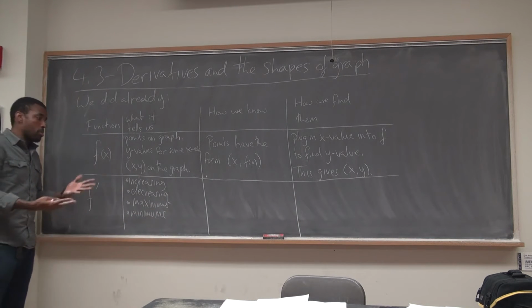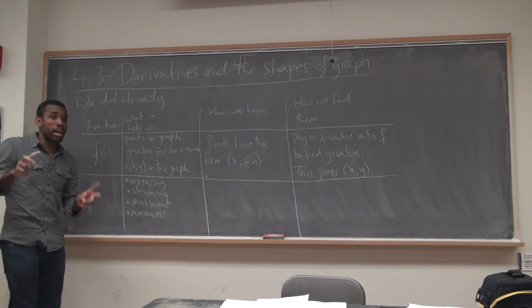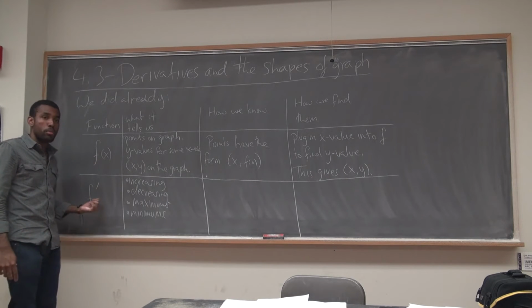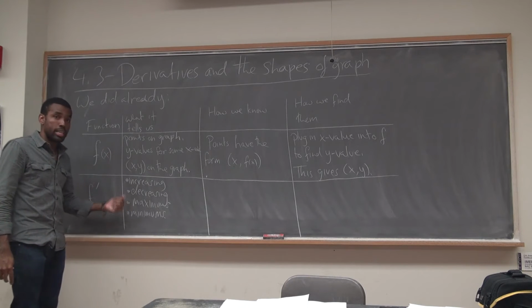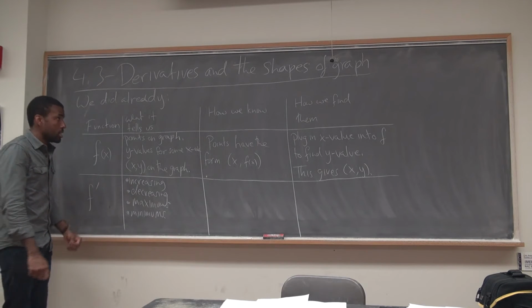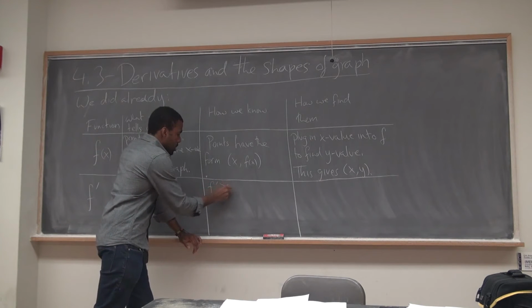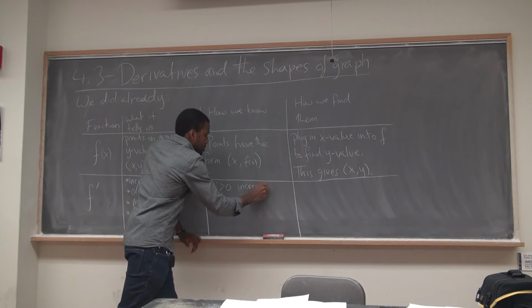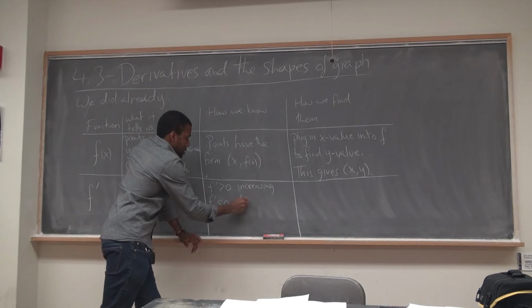So if a problem asks you to find the intervals of increase, the intervals of decrease, where the maximums are, or where the minimums are, f prime is where you should be looking. You should not be looking here. You should be looking here. This is the one that tells you about these things. How do we know? Well, f prime positive means increasing. F prime negative means decreasing.